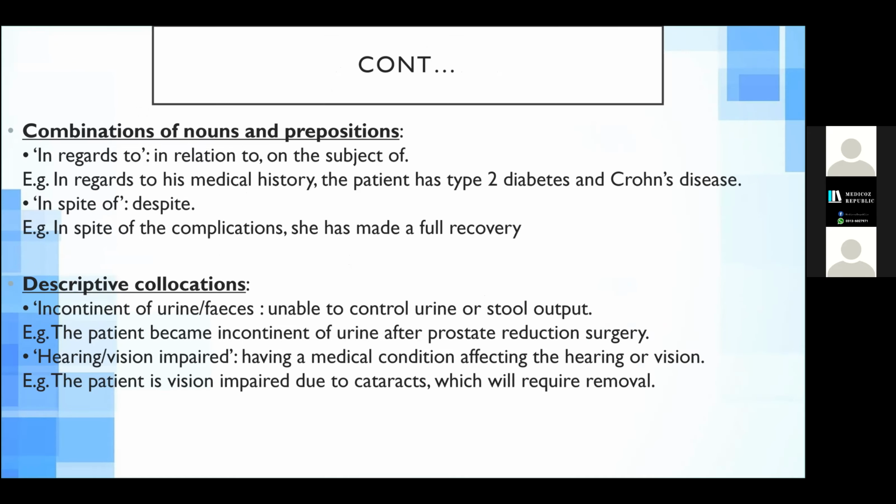Next are more examples of collocations and how we use collocations in combination with nouns and prepositions. Firstly, we discussed verbs and prepositions. The first one that is used most commonly in the letter is in regards to. In regards to means in relation to, on the subject of. So in regards to his medical history, or we can say regarding his medical history, the patient has type 2 diabetes and Crohn's disease.